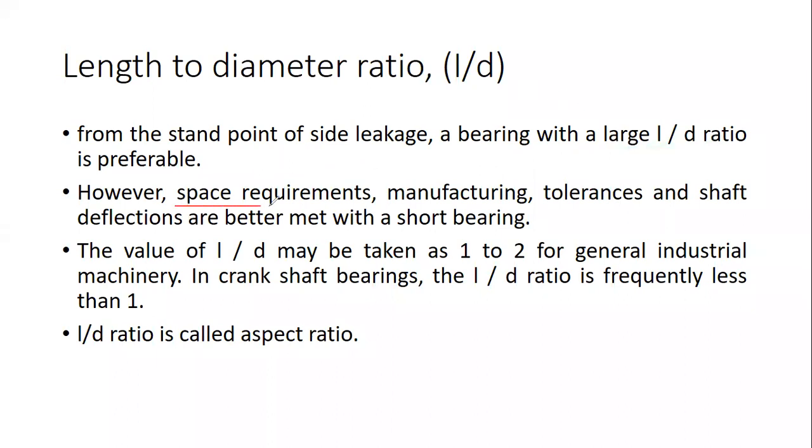But if you consider the space requirements, manufacturing tolerances, and deflection of the shaft, it's better to use a short bearing. The value of L by D may be taken 1 to 2 for general industrial machinery. In crankshaft bearings, the L by D ratio is less than 1.